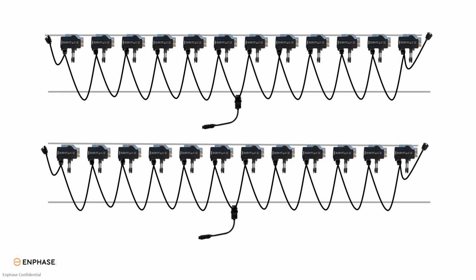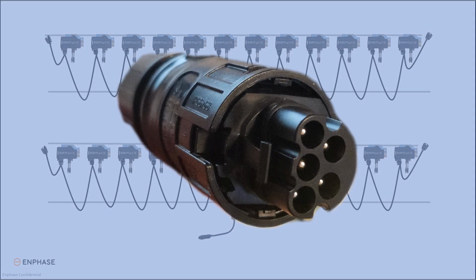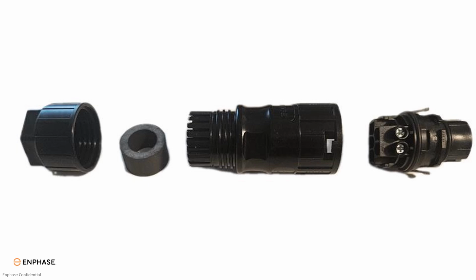Now that we have our circuits complete, we need to create our home runs to take that power from the QD cable back to our combiner panel. To do this, we will need a male field wireable connector installed on some raw QD cable. A male field wireable connector and a female field wireable connector are comprised of the same 4 components and get installed the exact same way.